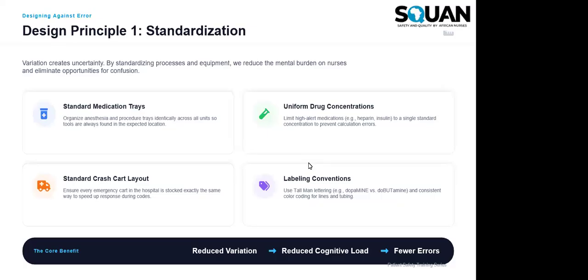Thank you. So moving on to our design principles, I think we have 5 of them or so. The first one is standardization. I think we've touched on some of these things already, but this is just to make sure that we're all on the same page regarding what needs to be done.